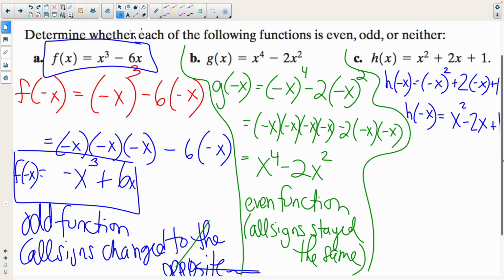So that one, no sign change. But when I plug a negative x in here, there's nothing for it to cancel out with, so it's going to make that a minus 2x. So that's one sign change. And then a constant is never going to change its sign, because it doesn't have a variable attached. So this is going to be neither, right? Because some signs change and some didn't.